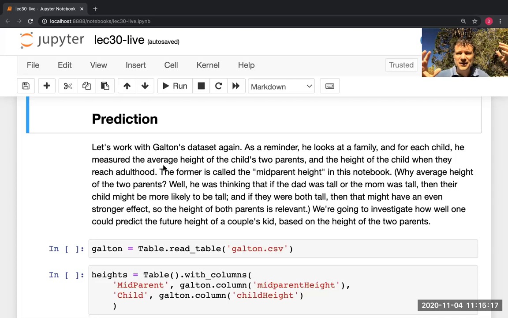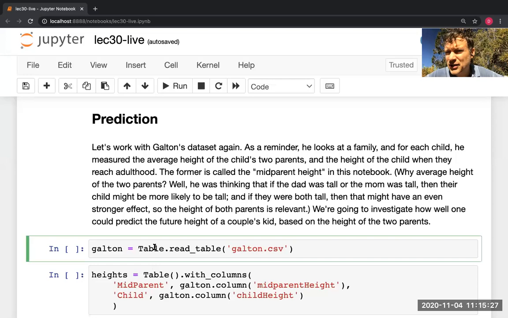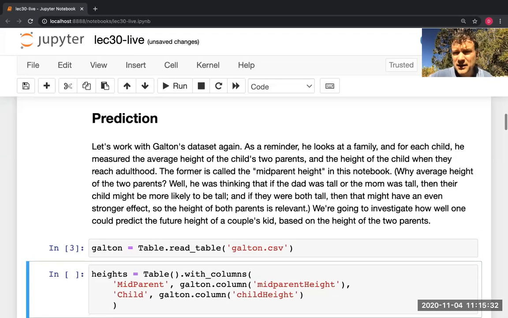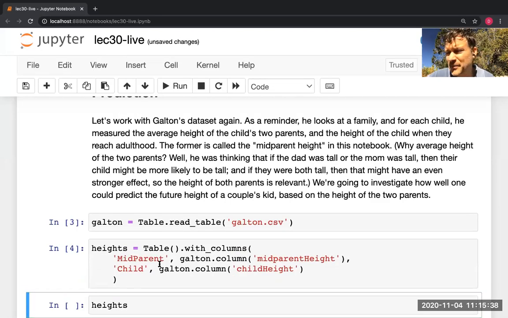If you have two really tall parents, then it makes sense to imagine it's more likely that their kid will be really tall too. So he gathered a data set to try to measure whether that actually happens in real life. He gathered data on a bunch of families where he measured the heights of the parents and also the eventual height of their kid when the kid grew up to adult age.